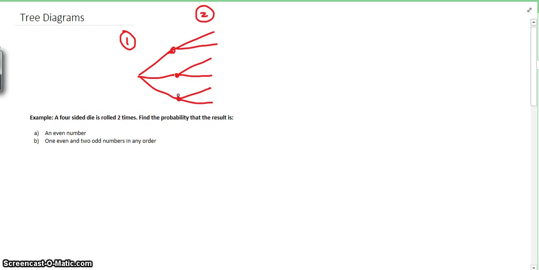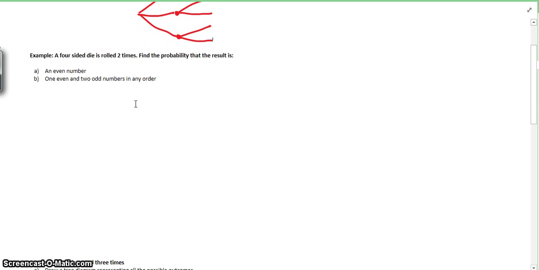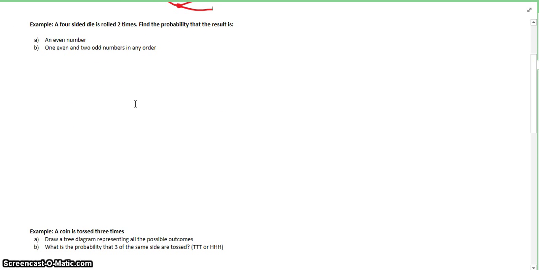that we're looking at. Anyway, I think it's best if we put this tree diagram idea into a particular example just to put some context into it. The question says a four-sided die is rolled 2 times. Find the probability that the result is. It's best to keep in mind that we're looking at a 4-sided die here, not a 6-sided die.